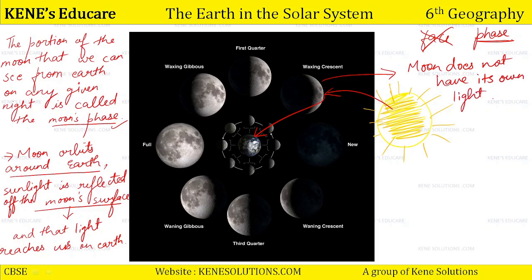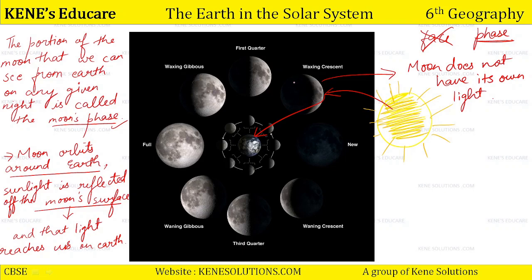We see that portion of the moon, the amount of light from the sun that falls on the moon and is reflected, correct? So the moon does not produce any light on its own. The light we see coming from the moon is actually the light reflected from the sun, okay? And the sun, you know, is the strongest source of light in our solar system.